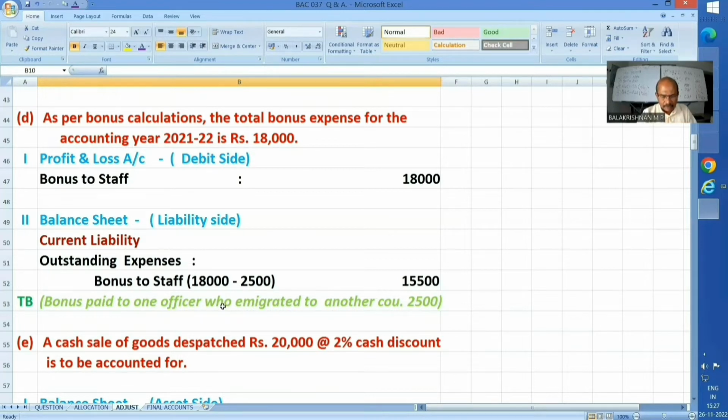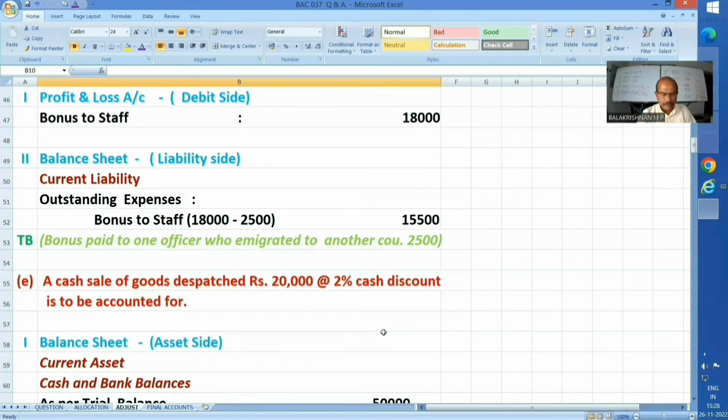So the item 2,500, any item from the trial balance, we need to show or adjust in one place. That has been done here, on the outstanding expense side. Okay, right. So double entry 18,000 has been taken care of. The corresponding part of this 18,000 has been adjusted with an item taken from the trial balance. You may say here is 18,000, here it is 15,500. Naturally, if you add this 2,500 also, double entry is taken care of.